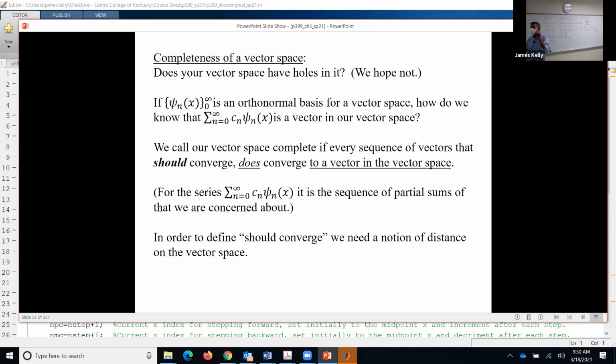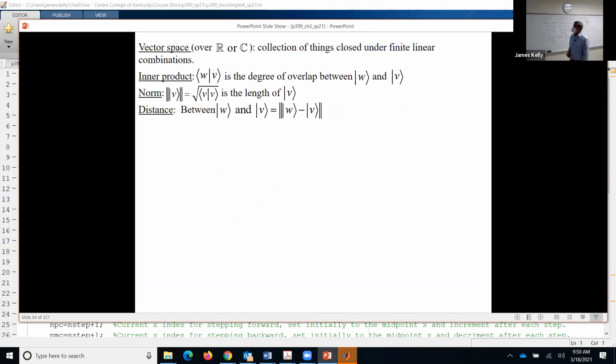Okay, so if we're going to define what it means to converge, we need a notion of what it means for vectors to get closer and closer together on a vector space. If you want to say close together, you need a notion of distance on your vector space. And there's a natural notion of distance. Going back to our norm stuff that we had before, we're going to say the distance between two vectors is just the length of the difference between the two vectors, right?